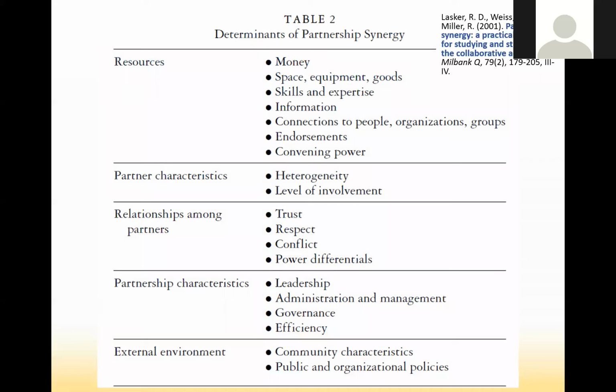So here we are. Here are some of the most important determinants of partnership synergy. First of all, resources. But going beyond just what we often think of as resources, money, we also need to think about having space, a place to meet. And it's not just having a place, it's having the right kind of place that's going to facilitate the right kind of interaction. Skills and expertise, information, connections to people, organizations, groups. We need endorsements of our work and convening power. Partner characteristics, we want to have the right amount of heterogeneity. If we have a bunch of people who come together and know the same thing, we're not really pushing our learning.